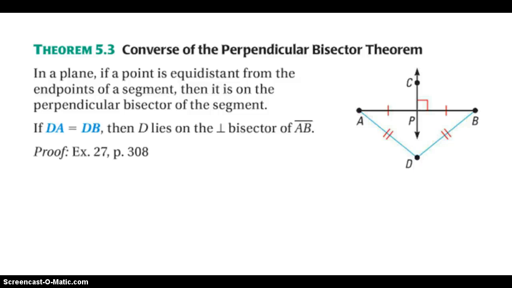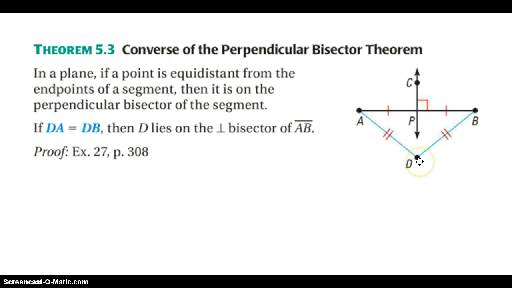Now let's look at the converse of the perpendicular bisector theorem. So remember, converse is when we're flipping the hypothesis and the conclusion of a conditional. So now we are being told that the point is equidistant from the endpoints of a segment. Okay? So if a point is equidistant from the endpoints of a segment, then we can conclude that it lies on the perpendicular bisector of the segment.